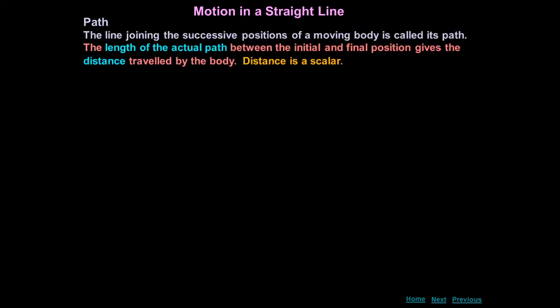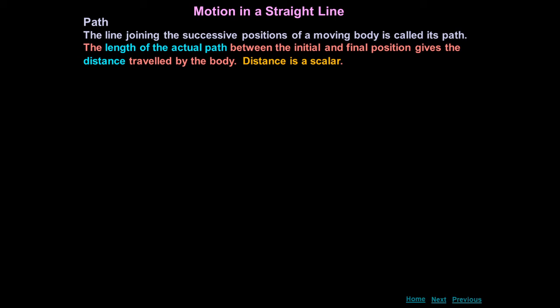In this section, we are going to discuss motion in a straight line. First, the path or path length. The line joining the successive positions of a moving object is called its path. So if it joins the successive positions of a moving body, a path is formed.